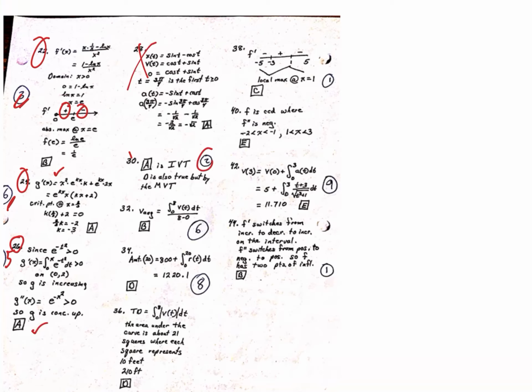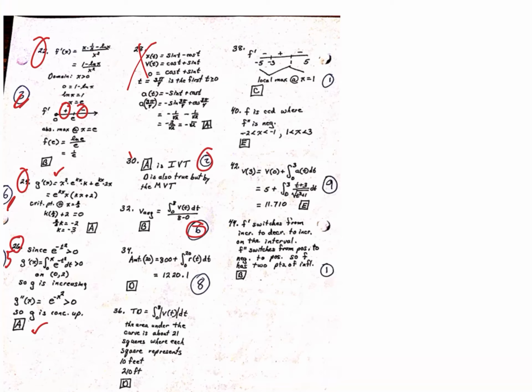Looks like 28 didn't have anybody looking for help. 30 had 2. For 30 you need the intermediate value theorem to help you on that. What I just said, D is also true, but by the mean value theorem instead of IVT. So A is IVT basically, saying what IVT is.